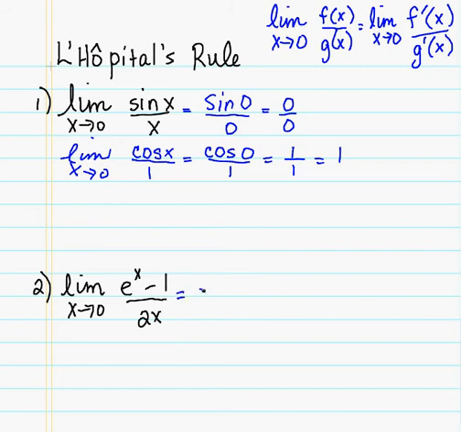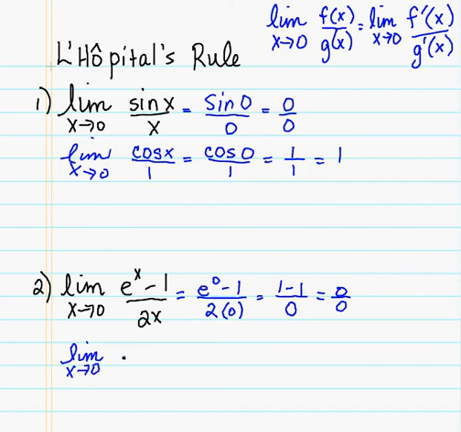First, we'll do direct substitution. e to the 0 minus 1 divided by 2 times 0. We remember that anything to the 0 power is 1, so e to the 0 is also 1. 2 times 0 would be 0. So we get that indeterminate form once again of 0 over 0. We'll use L'Hopital's rule then to solve our limit.